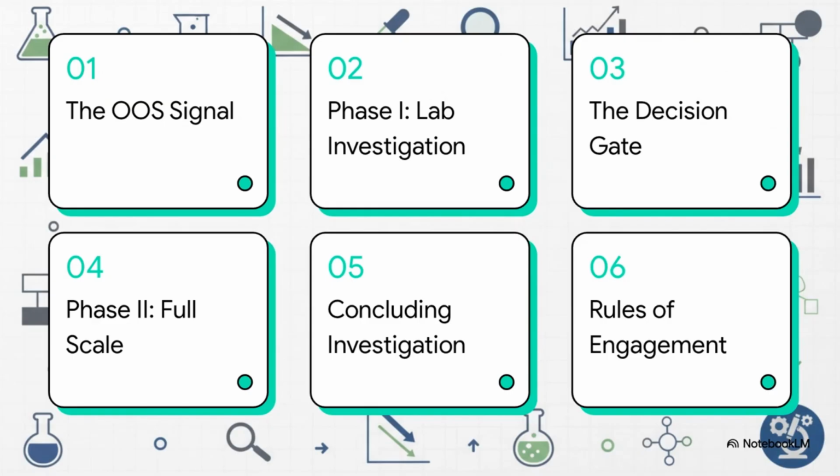So, here's our game plan. We'll start by understanding what an OOS result truly is, the signal. Then we'll walk step by step through the two phases of a proper investigation, hit the key decision points, and wrap up with the essential rules of engagement to make sure the whole process is compliant.